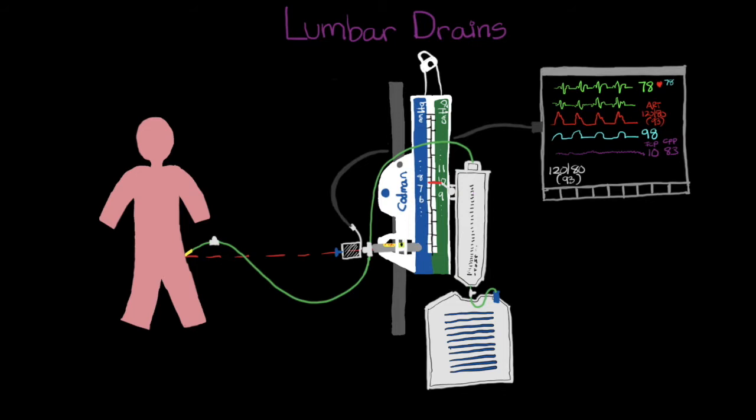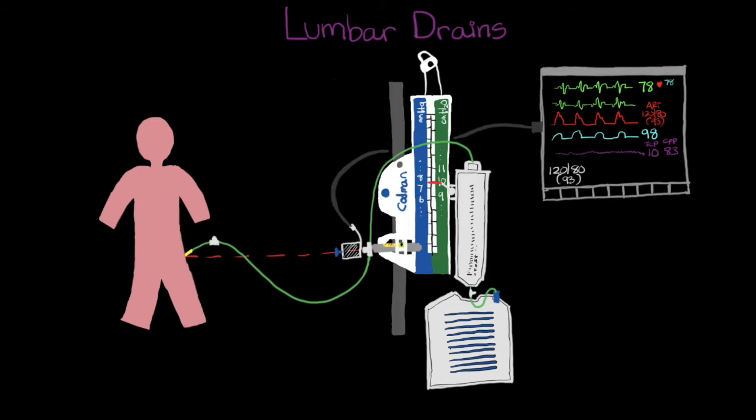And this is going to mean that the drain is going to be continuously open to draining for the patient. The only time it's not going to be draining is if we're leveling it and zeroing it, or if we're recording our spinal cord pressure measurement. So in order to drain, there's really two ways that we can do it.